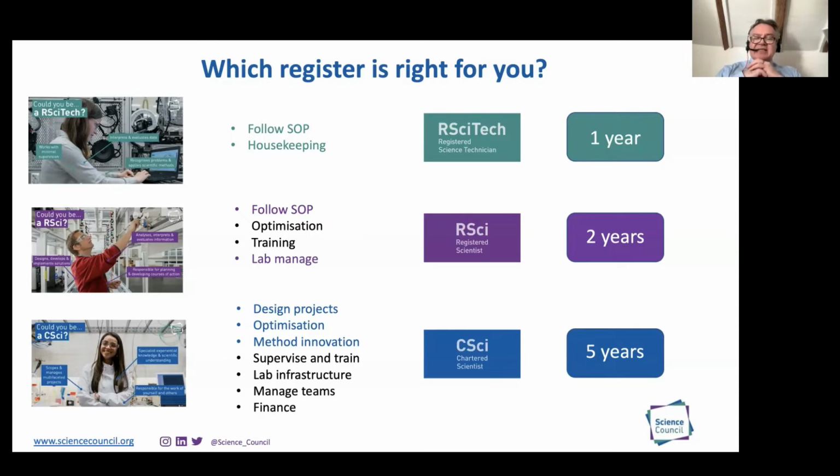An RSci Tech is someone that is not a rookie, so they can follow a housekeeping protocol, a standard operating procedure independently. They're able to therefore work independently in the lab or in terms of data analysis or in the field, but they may not be expected to demonstrate troubleshooting skills in the context of their report. So they're typically someone with 1 year's experience.